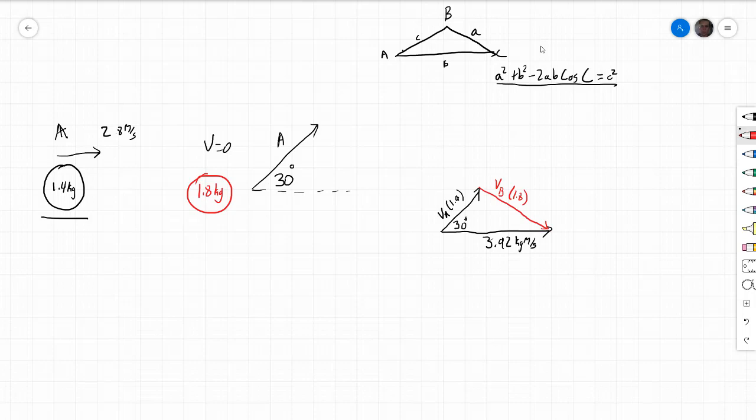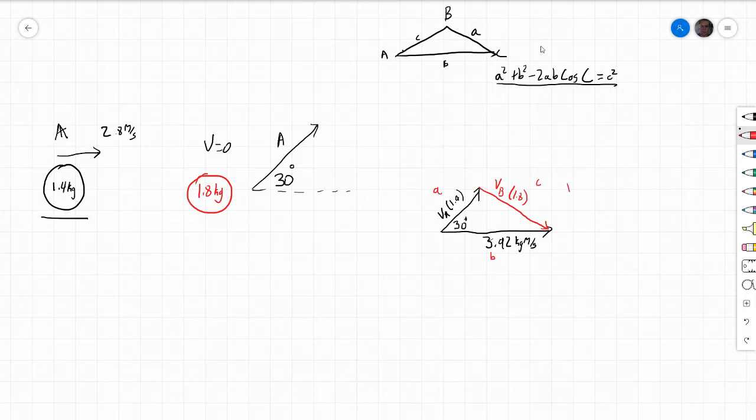And so a squared plus b squared minus 2ab cosine C equals c squared. And so on this, we'll write the law of cosines. Okay, so let's make this side A and this side B, because they're the sides with the angle between them, and so this is side C.